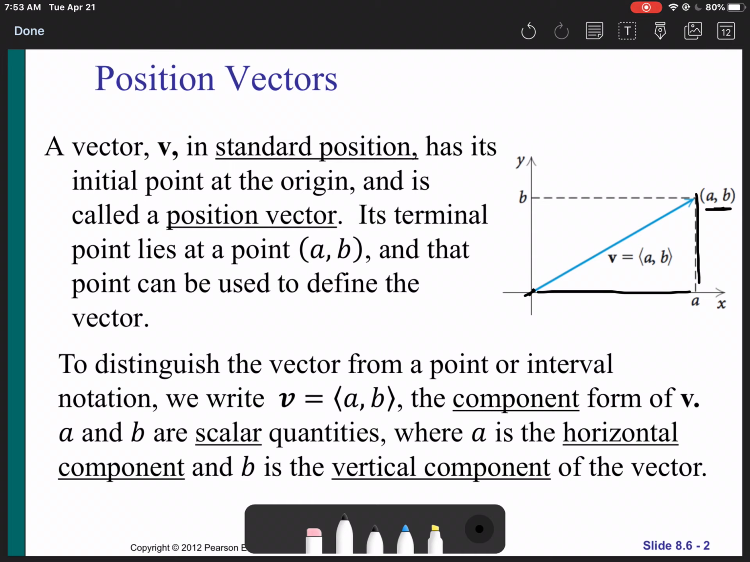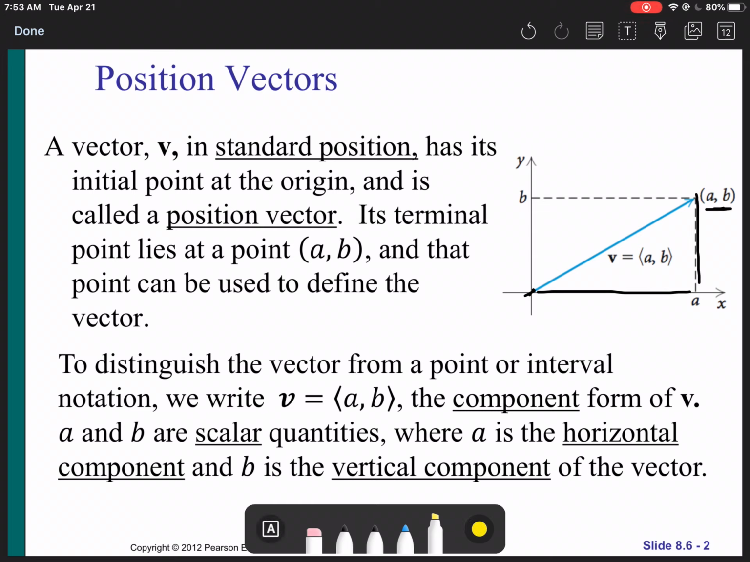So the components of the vector correspond to the coordinates of the terminal point for the vector whose initial point is at the origin. And so that's the idea. I can then refer to that point a, b as the components of our vector v, or say the vector v having components a, b, and then work with it that way.